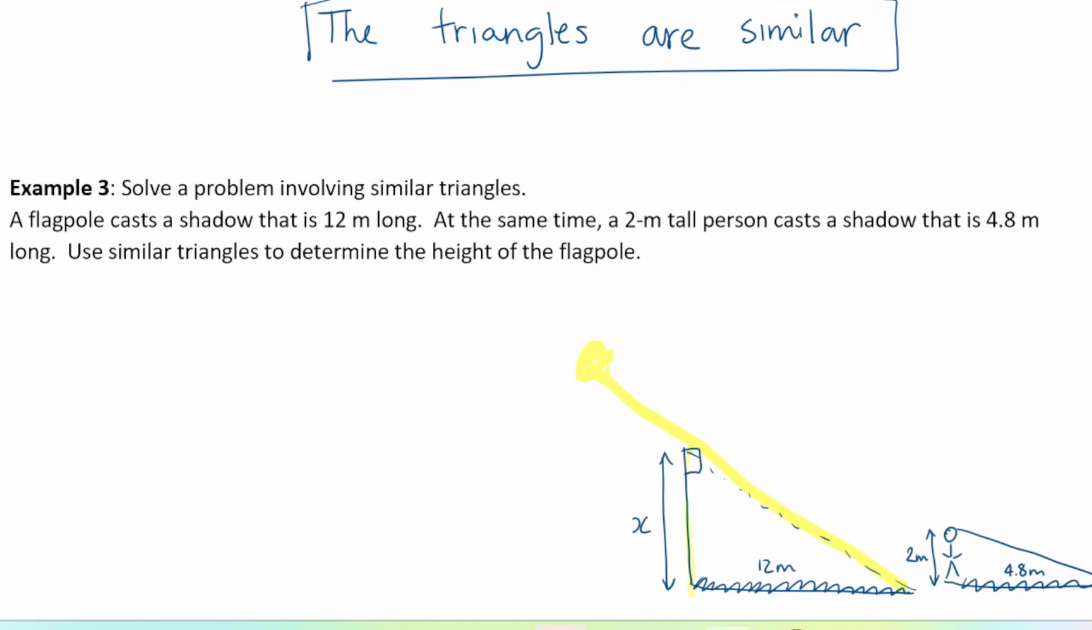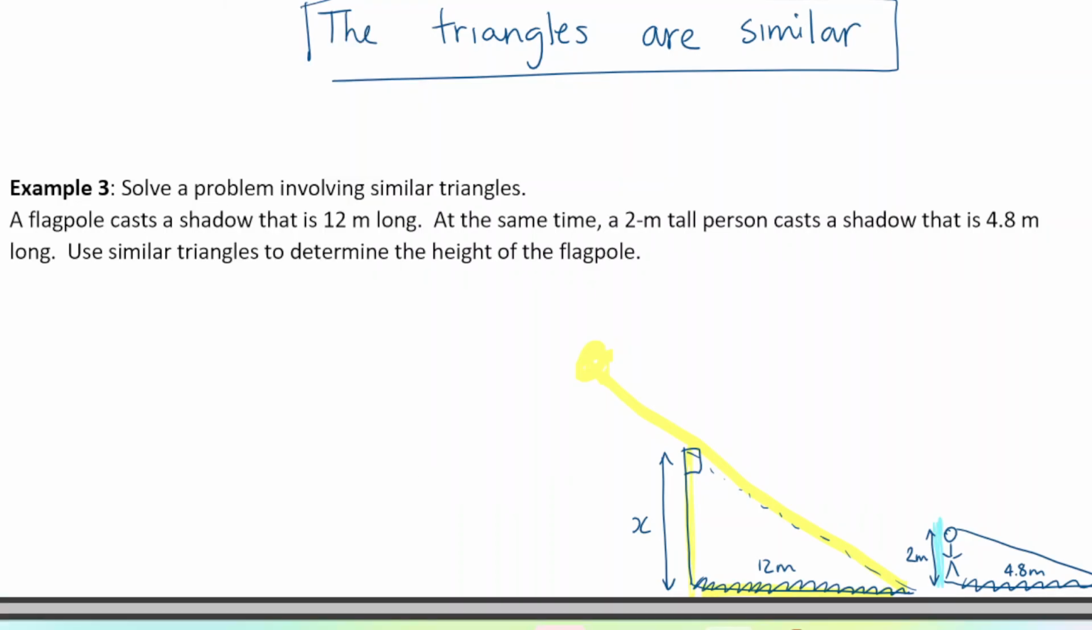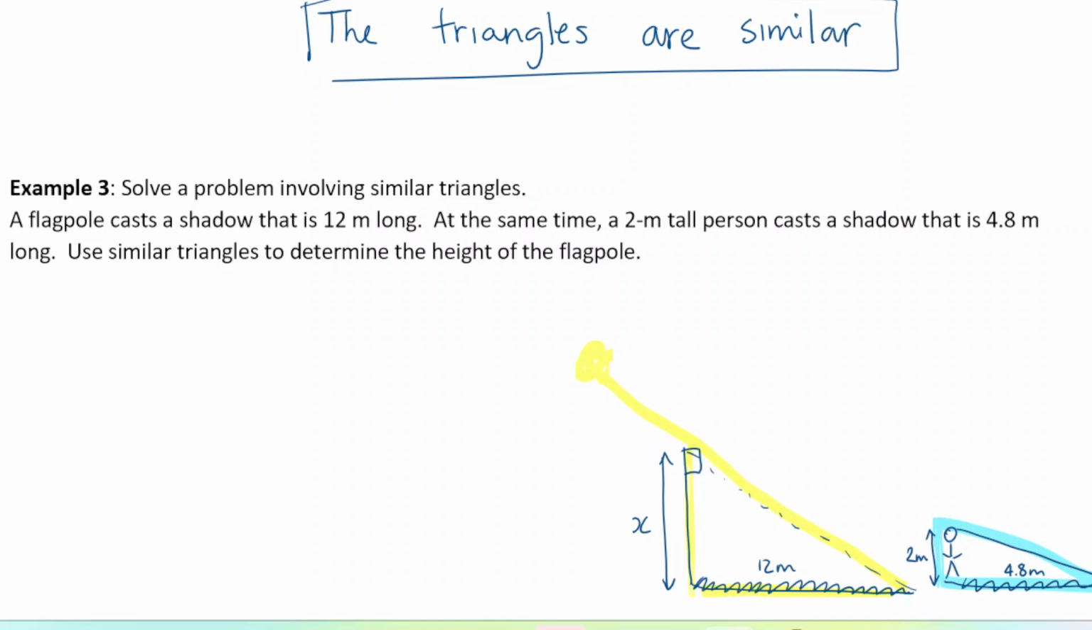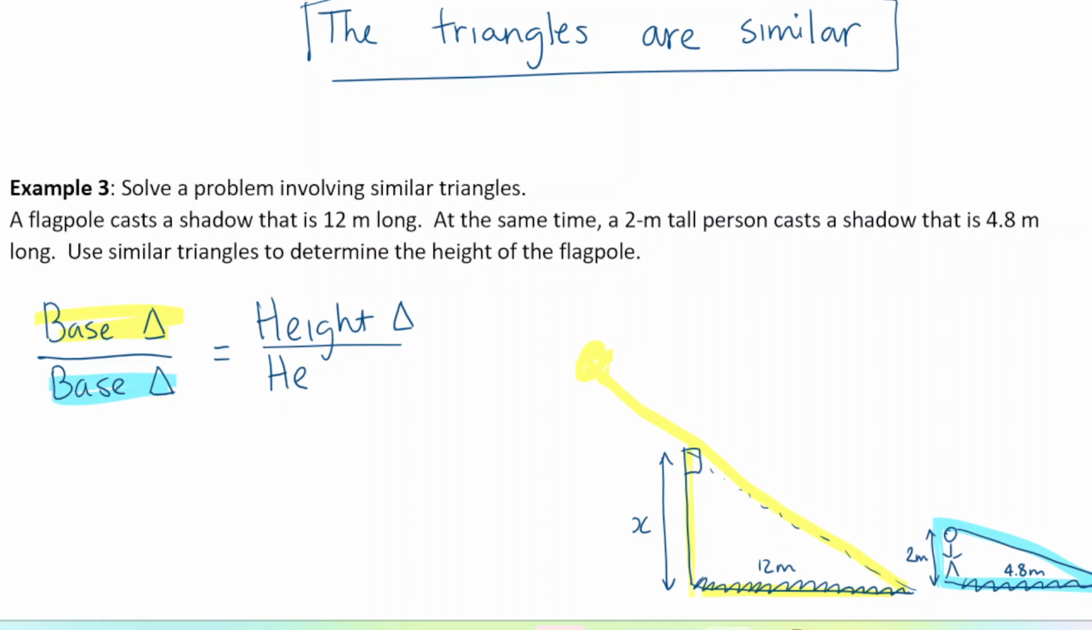So we have the larger triangle shown in yellow here, and we'll use blue for the smaller triangle, right? And we're going to set up a proportion to solve it. So we know that the base of the yellow triangle divided by the base of the small triangle is going to be equal to the same scale factor as if I compare the heights. The height of the yellow triangle divided by the height of the blue triangle.